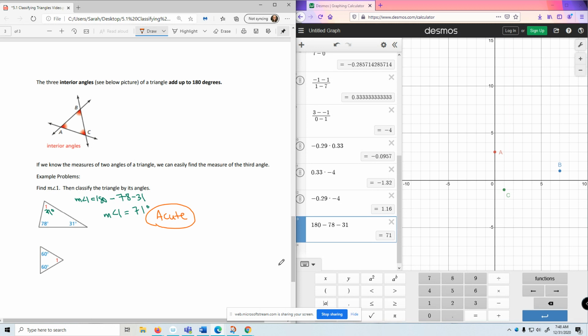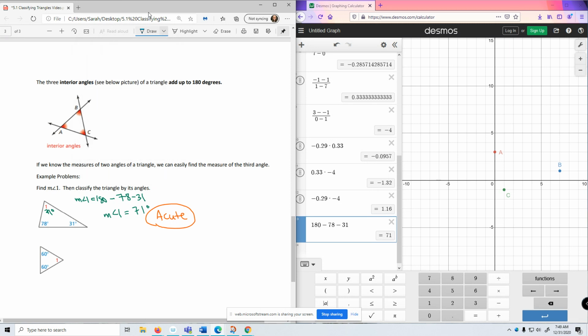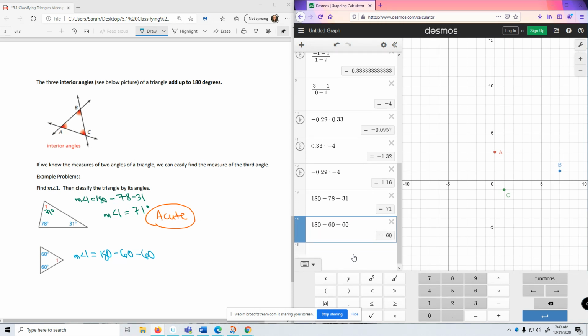Let's try number 2. So it's going to be the same idea. The measure of angle 1 is going to be 180 minus the two angles we know, which are both 60. So 180 minus 60 minus 60. If you'd like, you can use a calculator to help you with that, so you don't have to do it all in your head. We end up with the measure of angle 1 equaling 60 degrees exactly.